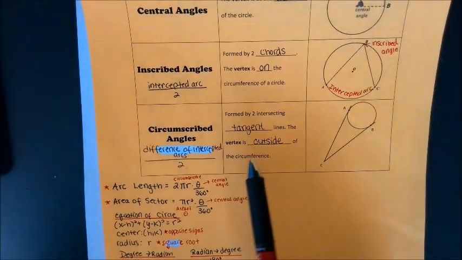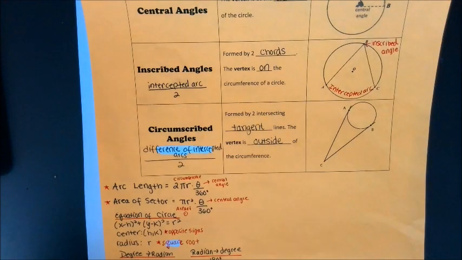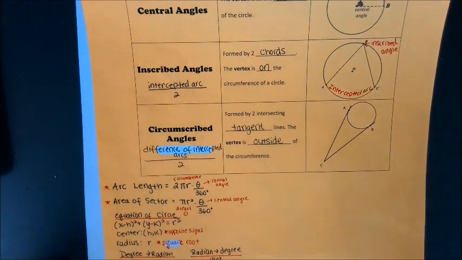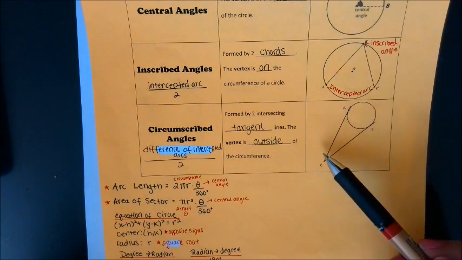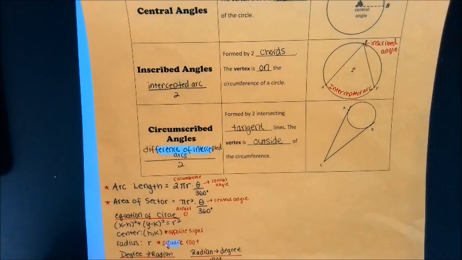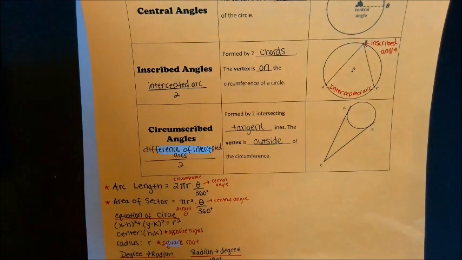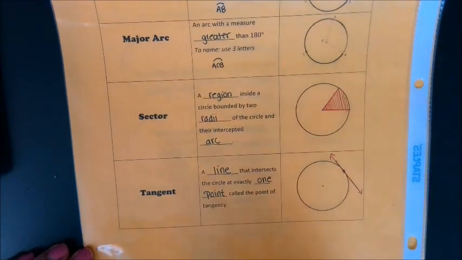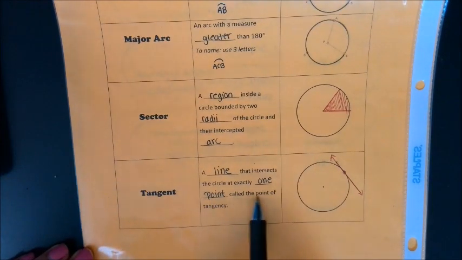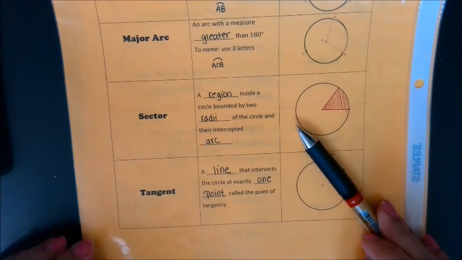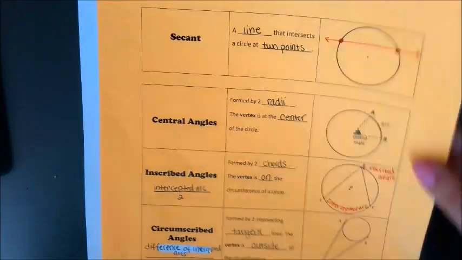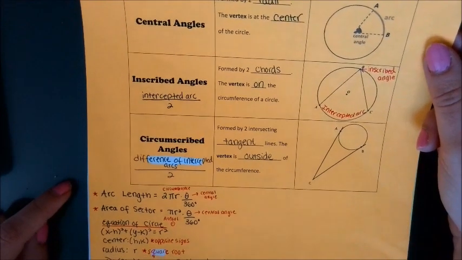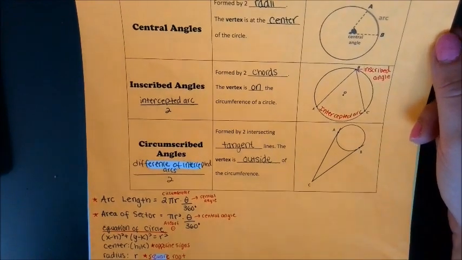The circumscribed angle is formed by two intersecting tangent lines, and the vertex is outside of the circumference. It means it's outside of the circle. It's right here. Now, if we're wondering what a tangent line is again, it's a line that intersects the circle at exactly one point, so it only touches one time. So that's what a tangent line is. And this is the formula for it: it's a difference of the intercepted arcs divided by 2.